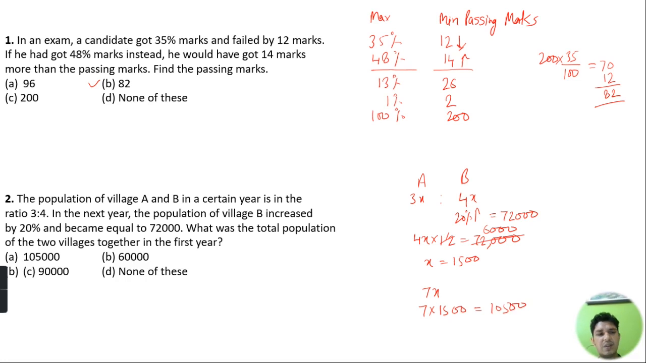Here the option is not 10500. The answer is none of these, right? Let us check one more time. This is 7200. Okay, there should be one more zero because there is 1.2, so the answer should be A, right?